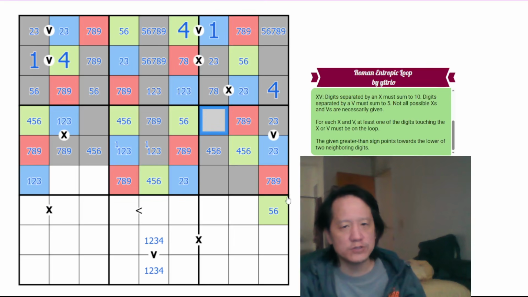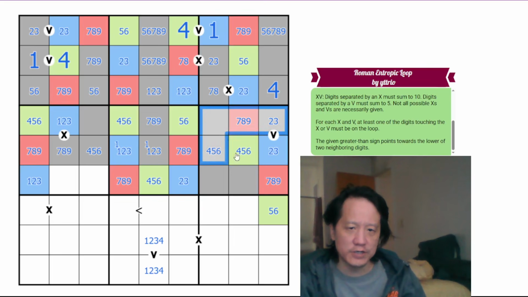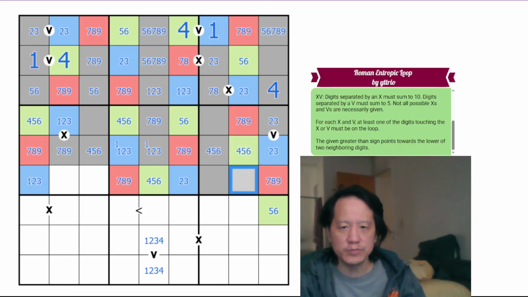This can't be 1, 2, or 3. Where is the 1 in box 6? Can it be here? Can't be here. Can't be any of these, so it must be here. This can't be 1. One of these is 1.